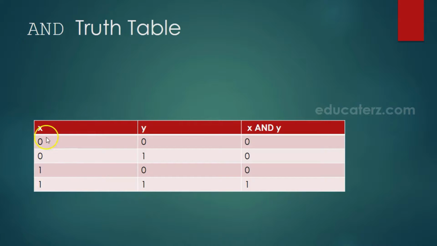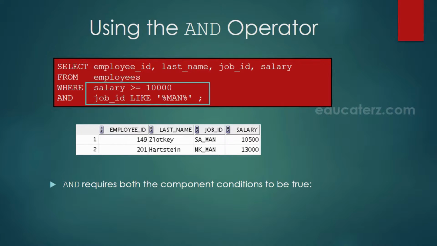That means x is false and y is false, x AND y is also false. X is false and y is true, x AND y is false. X is true and y is false, x AND y results in false. If x is true and y is true, then x AND y returns true. So, using the AND operator.